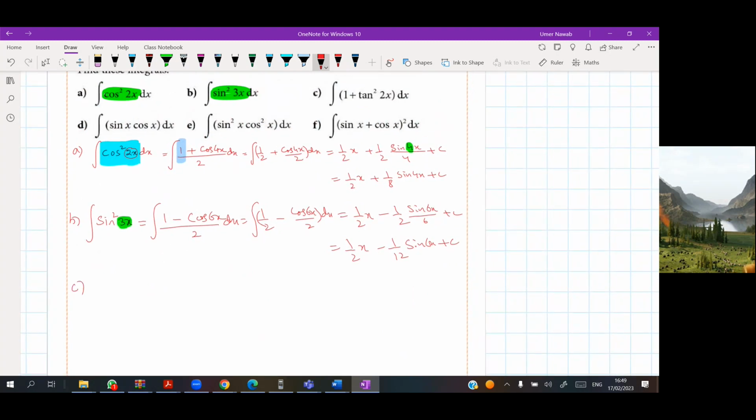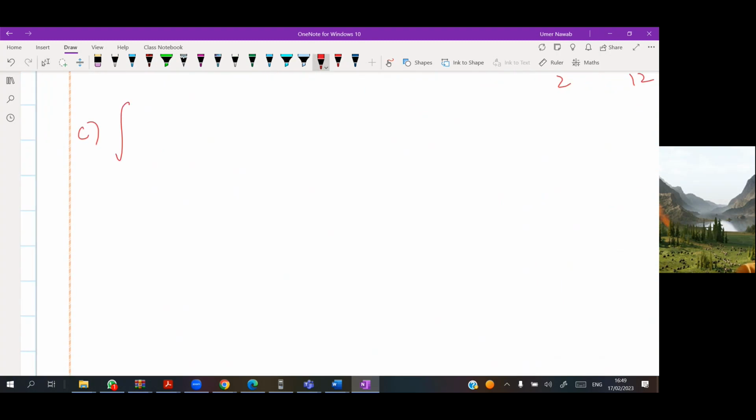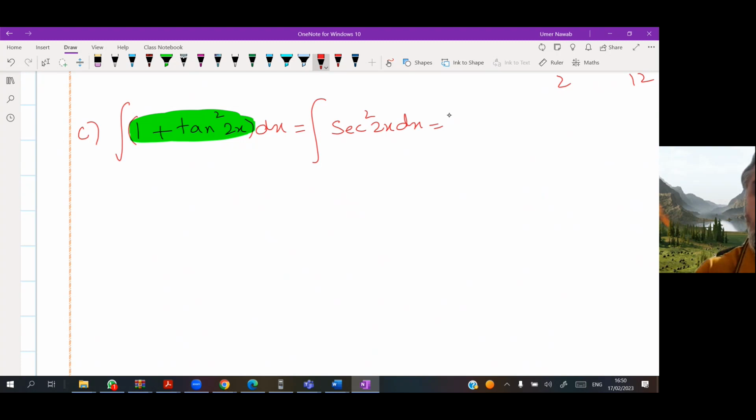Then I go to the C part. He gave us integration of 1 plus tan squared 2x. You all remember the Pythagorean identity. 1 plus tan squared of x is equal to what? 1 plus tan squared of x is equal to secant squared of x. Keep the same argument, which is 2x. I'm going to write secant squared 2x dx, and the integration of secant squared, everyone remembers, is tan of 2x divided by 2, because my linear argument has to be divided by 2, so plus c.